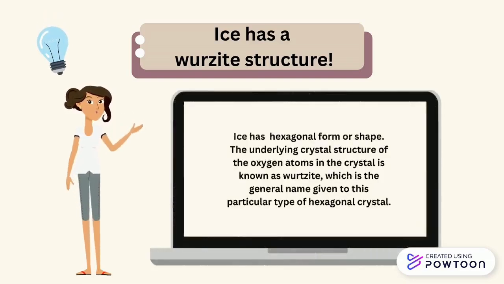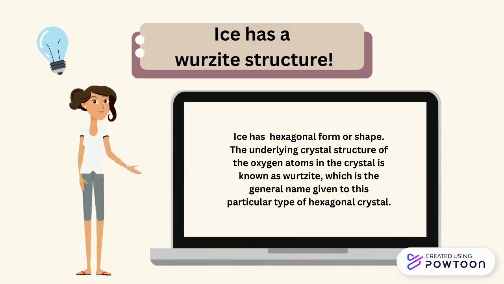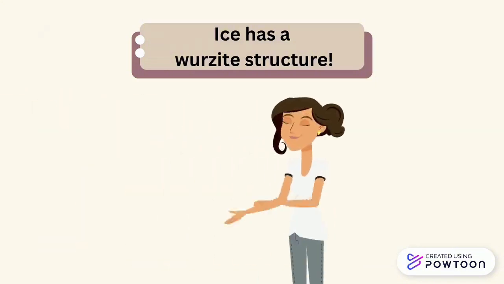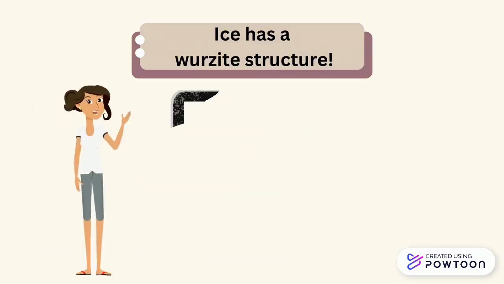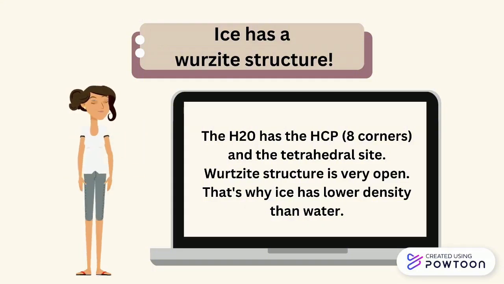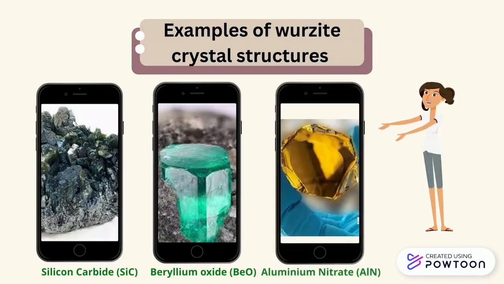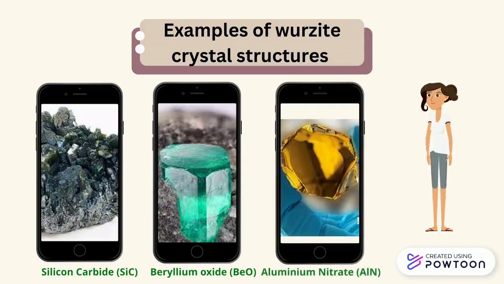Ice has a hexagonal form or shape. The underlying crystal structure of the oxygen atoms in the crystal is known as Wurtzite, which is the general name given to this particular type of hexagonal crystal, which means ice has a Wurtzite structure. Plus, the H2O has the HCP, which has 8 corners and occupies the tetrahedral site. Wurtzite structure is very open. That's why ice has lower density than water. There are many examples of Wurtzite crystal structures, such as silicon carbide, beryllium oxide, and also aluminium nitride.